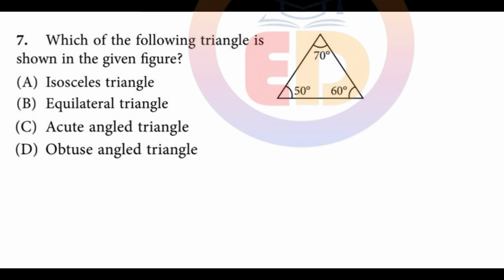Next question, which of the following triangles is shown in the given figure? In the figure we see that in this triangle all the angles, 50 degrees, 60 degrees and 70 degrees, are acute angles. And if in a triangle all the angles are acute, then it is called an acute angled triangle. Answer is option number C.